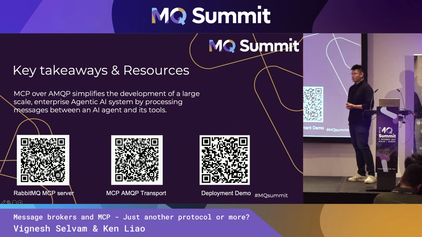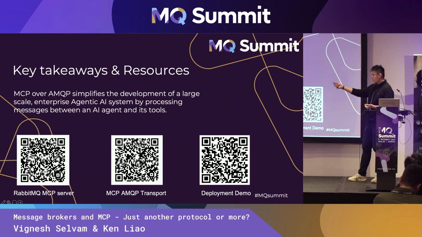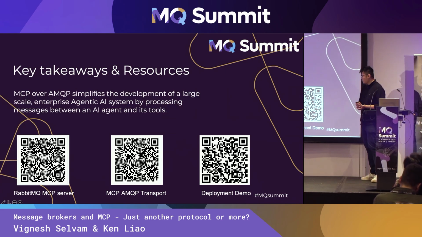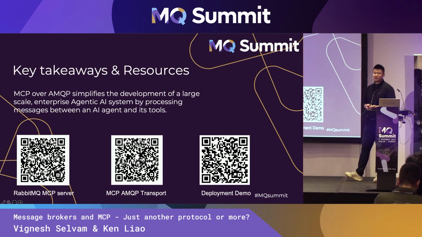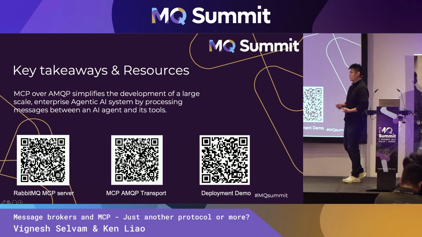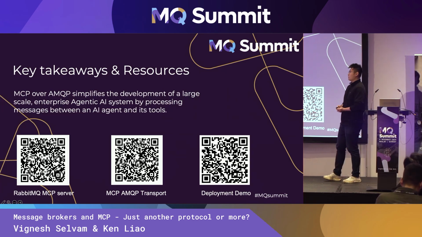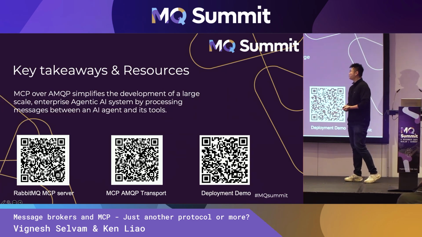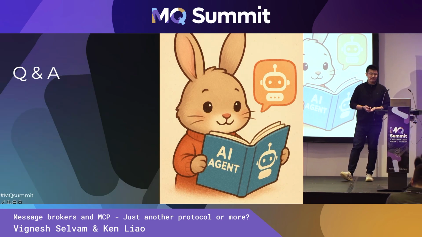I linked some QR codes. The first one is the MCP server I demoed earlier. The second one is the key one, which is the MCP-enabled transport SDK. That is in beta and in active development. As I said, the next step is to support AMQP 1.0. And then the last one is the deployment demo, with the Kubernetes cluster and stuff like that. This is also available on NPM, so you can just npm install it and try it on your own as well. And I would encourage all of you to contribute. Yeah, that's it.